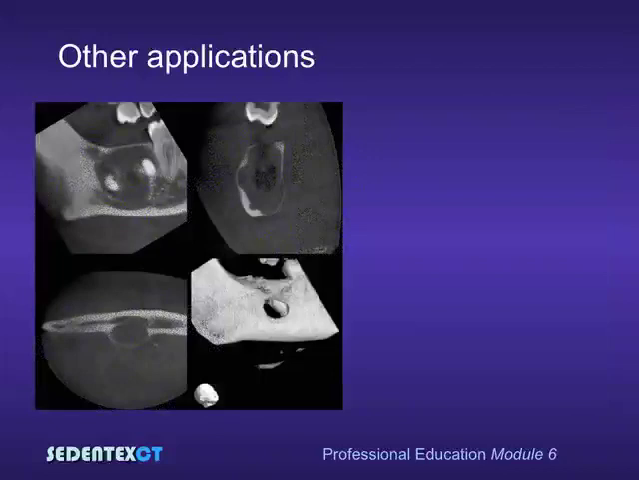Cone beam CT is of use when we are looking at cystic lesions in the jaws because it gives us a good three-dimensional illustration of the position of the cyst, its relationship with adjacent structures, as here with the inferior dental canal, and also shows perforations of the cortical plates and expansion of those plates.